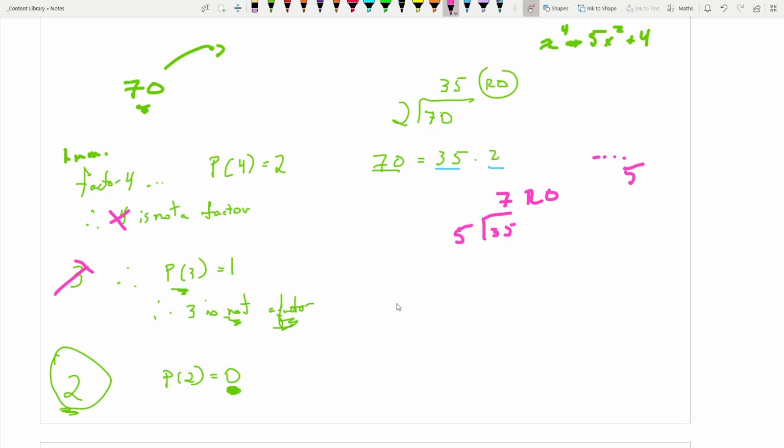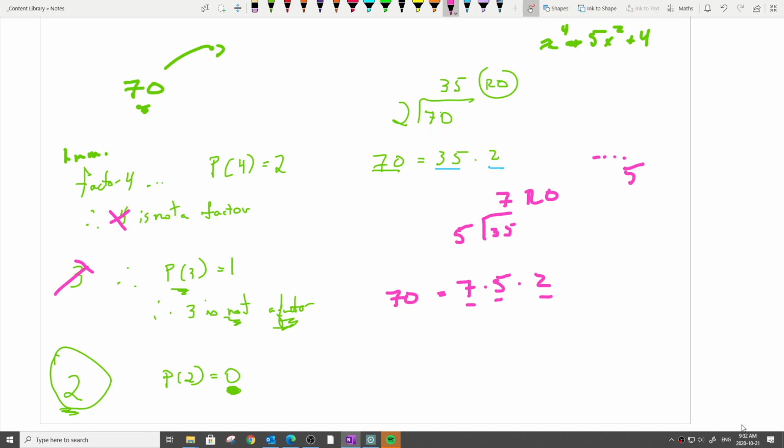So I'm breaking up 35, so I can conclude that 70 is 7 times 5 times 2. Since 7 is prime, 5 is prime, 2 is prime, I have factored 70 completely. Now, I'm going to do the same thing with polynomials.